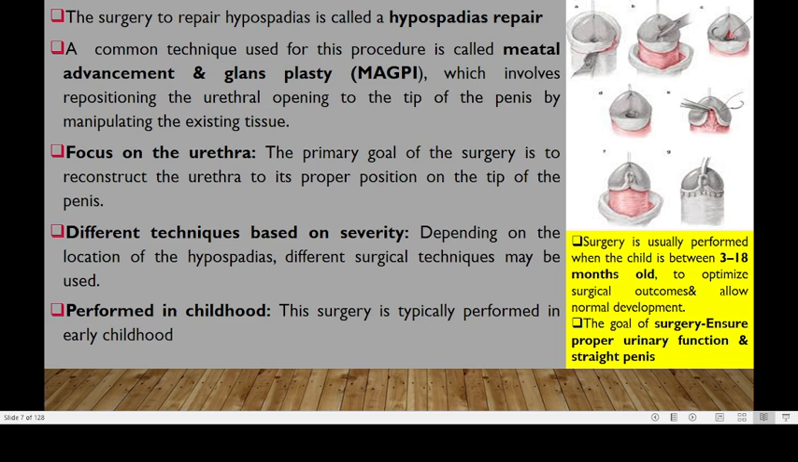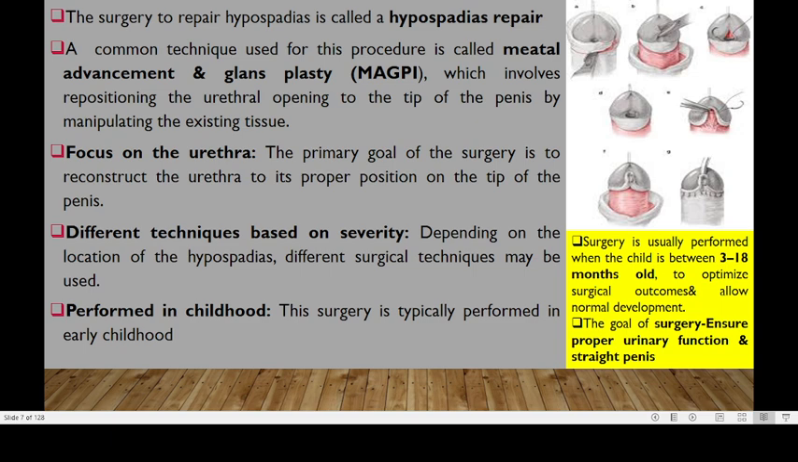The surgery to repair hypospadias is normally referred to as hypospadias repair. A common technique used for this procedure is what we refer to as the meatal advancement and glanuloplasty, which involves repositioning the urethral opening to the tip of the penis by manipulating the existing tissues. So the primary goal of the surgery is to reconstruct the urethra to its proper position on the tip of the penis. Depending on the location of the hypospadias, different surgical techniques may be performed.